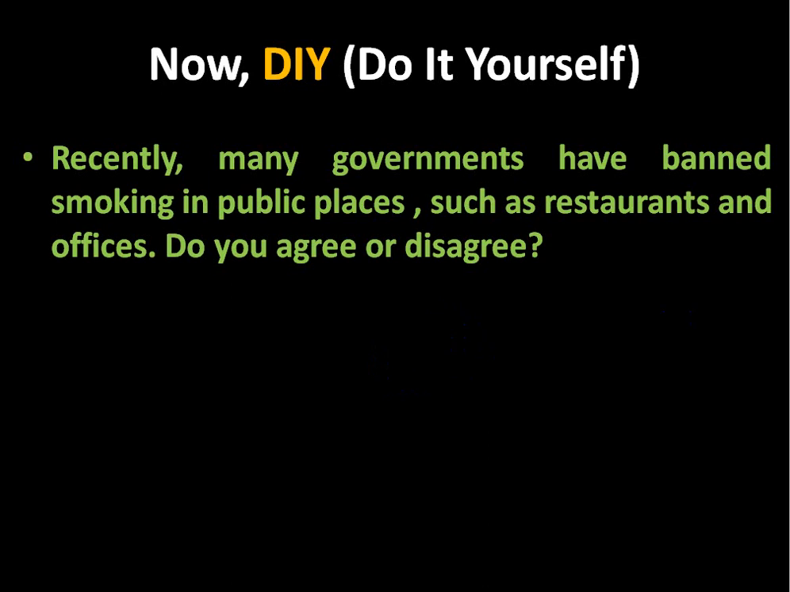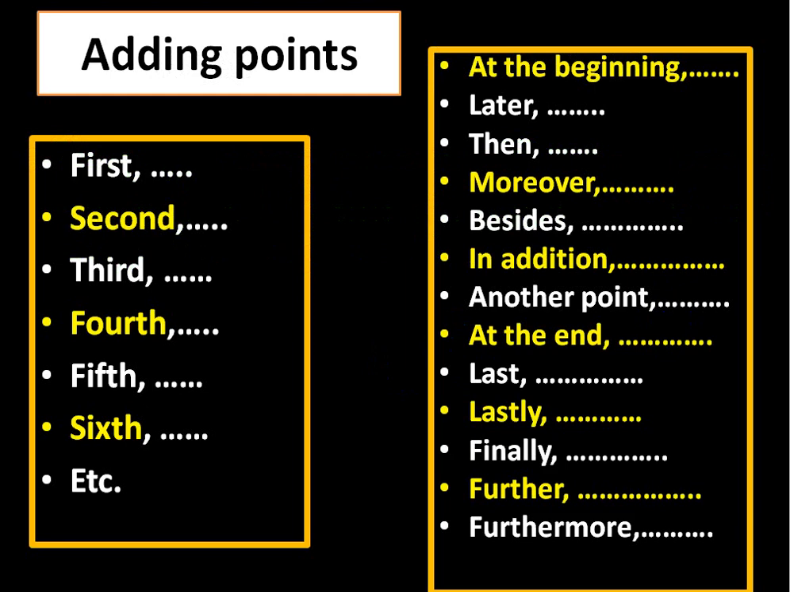So this is the assignment. I just want to give you something else, which is if you want to add points. For instance, I gave reasons, so I said first. If I use first, then I have to use second, third, fourth, fifth, sixth, etc. If I use one at the beginning, you give one reason. You say later, then, moreover, besides, in addition, another point. At the end, lastly, finally, further, furthermore. So these are connectors that help add other points, other ideas. So you are free to use the first column box or the second one, but if you use this one, you have to stick to it. If you use this one, you have to stick to it.